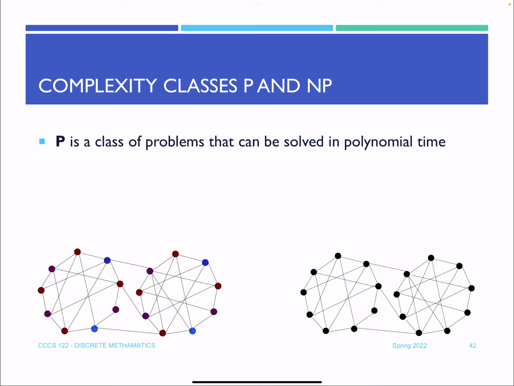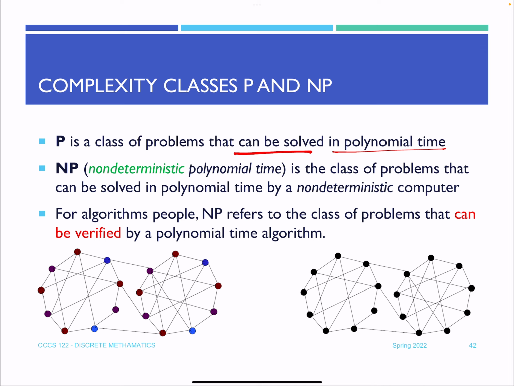Problems of class P, short for polynomial time, are the ones that can be solved, tractable. Problems of class NP, standing for non-deterministic polynomial time, are problems that cannot be solved in polynomial time. So for algorithms people, NP usually refers to a class of problems that can be verified by a polynomial time algorithm.